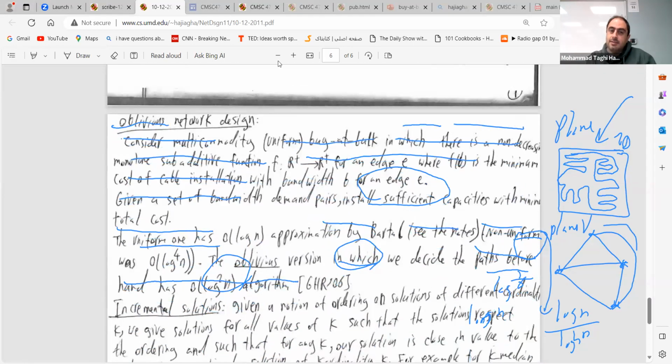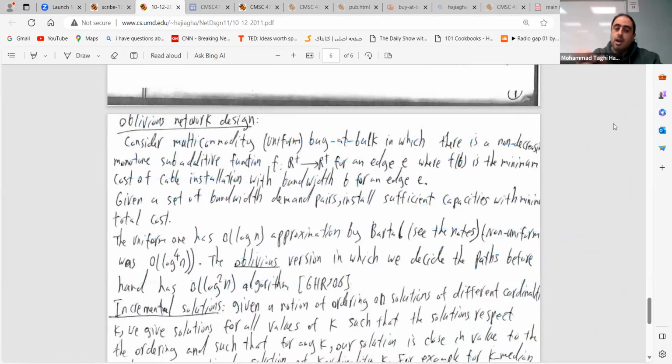Good. This is the other thing that I mentioned previously. In the oblivious buy-at-bulk network design, this result that we have, log n to the 2 for TSP, actually comes out of general results for network design. This is the paper again that we have with Anupam Gupta and Harald Räcke in 2006. So this is a very general result that I mentioned briefly previous time.